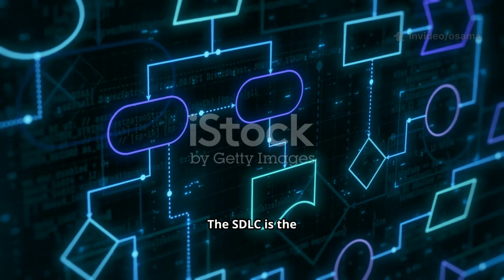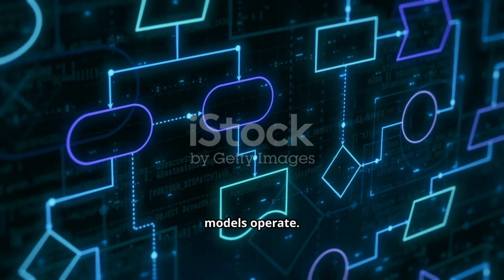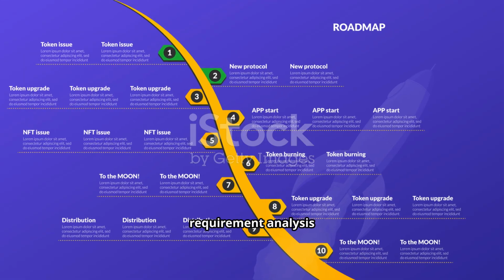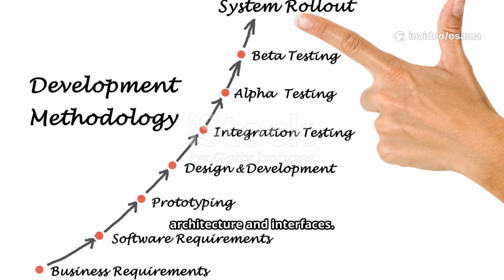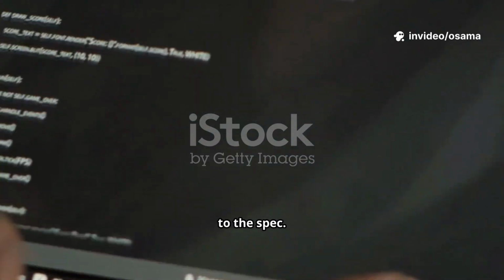The SDLC is the structured framework within which process models operate. Planning and requirement analysis define the problem and scope. Design the architecture and interfaces. Develop the software according to the spec.